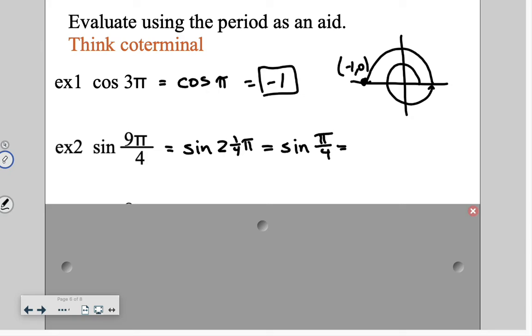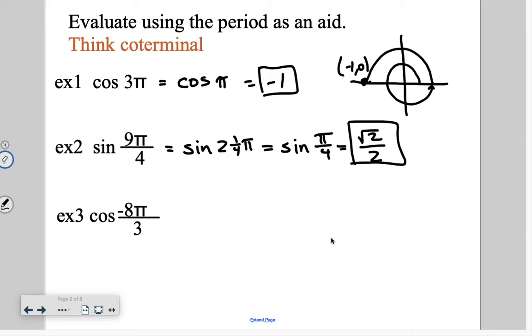What's the sine of pi over 4? That is on the unit circle, and it's square root of 2 over 2. Okay. So the sine of 9 pi over 4 is really 1 full revolution plus another pi over 4. The 1 revolution just starts it over, and then we have the extra. Okay. Let me do one more.